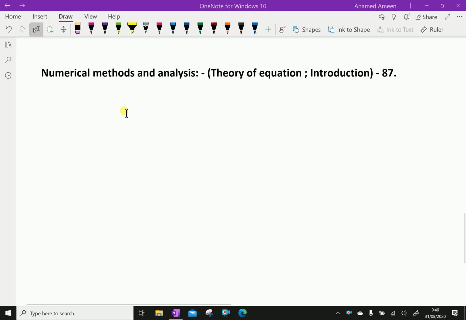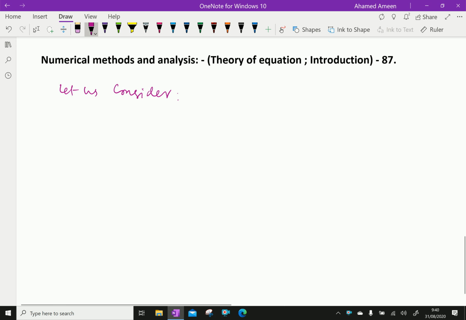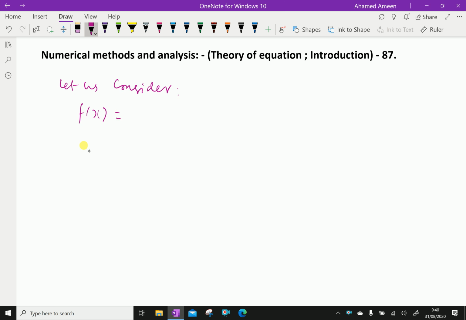Some introduction we'll do now. Let us consider the polynomial, that is f of x equal to a0 x power n plus a1 x power n minus 1 plus a2 x power n minus 2, like the terms are going, final term is an. Here, this is the polynomial.